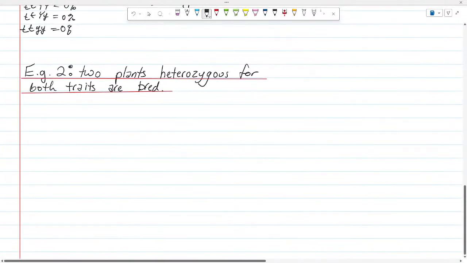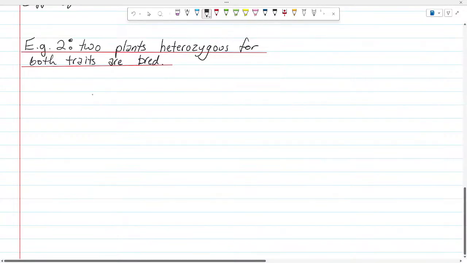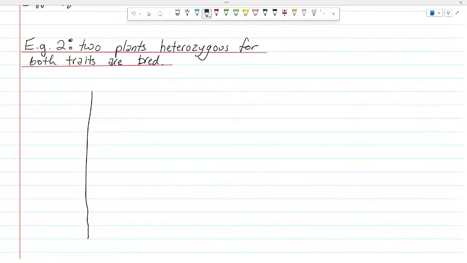So again, how big does our Punnett square have to be in this case? 4 by 4. 4 by 4, which gives us how many squares? 16. 16. Very good. You guys are so good.